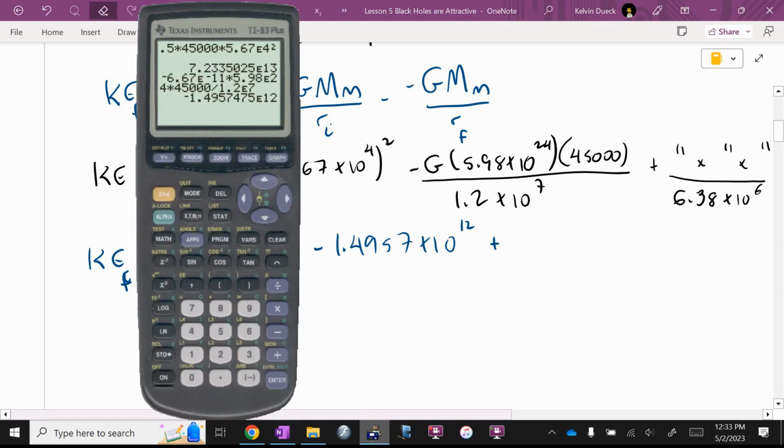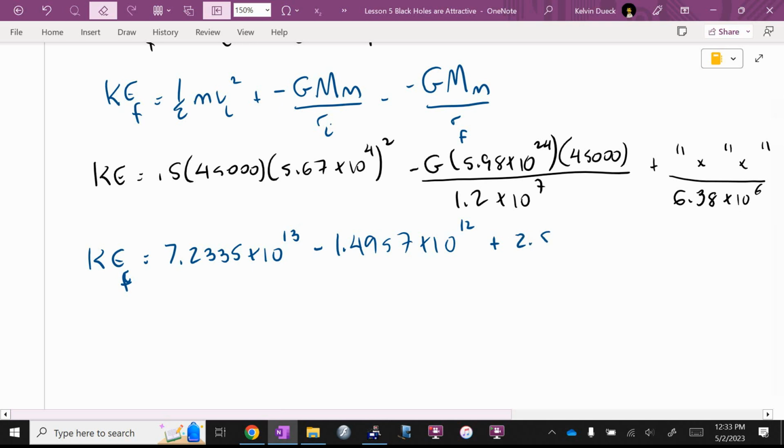Plus, by the way, the reason these numbers are so big, 45,000 as our mass, is that it's larger than what we've used for satellites. That's a big mass, so we're getting large amounts of energy. Same thing, but I delete the negative and I make the bottom 6.38 times 10 to the 6th. 2.8133 times 10 to the 12th.